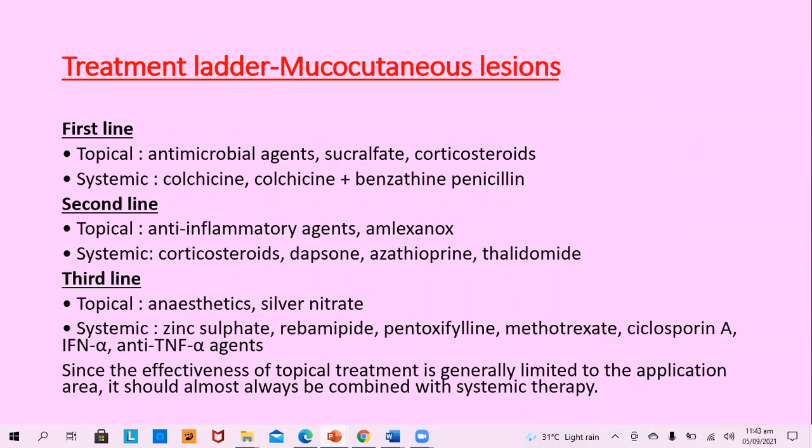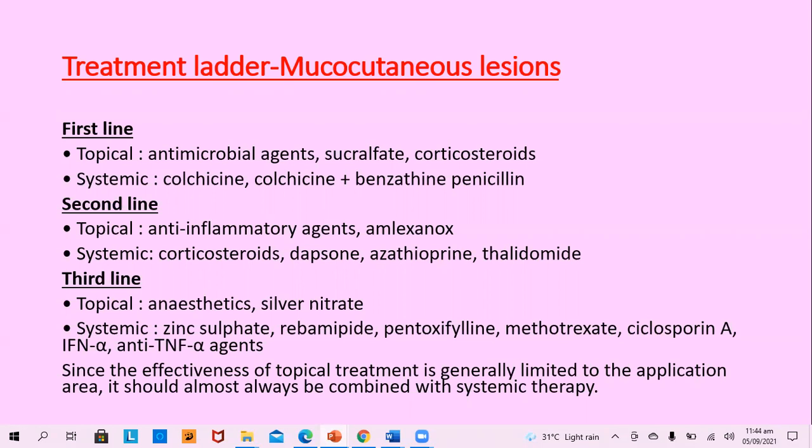The treatment ladder for mucocutaneous lesions. The first line treatment is topical, that include antimicrobial agents, sucralfate and topical corticosteroids like Kenalog and Orabase, and systemic include colchicine or colchicine plus benzathine penicillin. Second line treatment includes the anti-inflammatory agents and amlexanox. Then systemic corticosteroids, dapsone, azathioprine, and thalidomide.